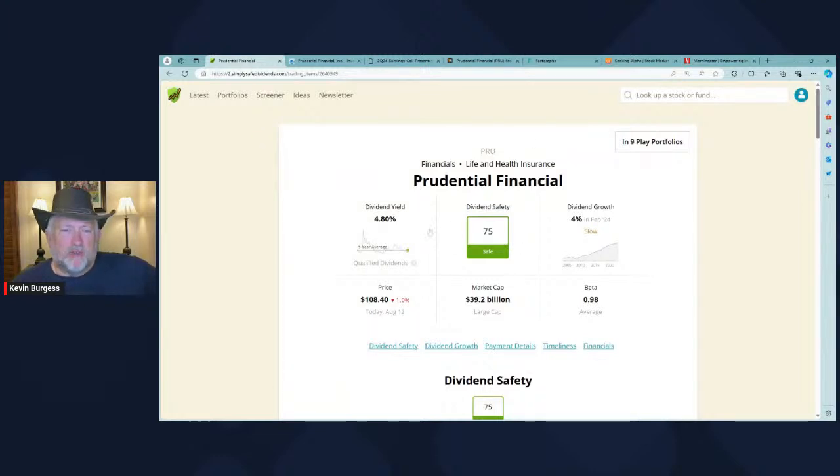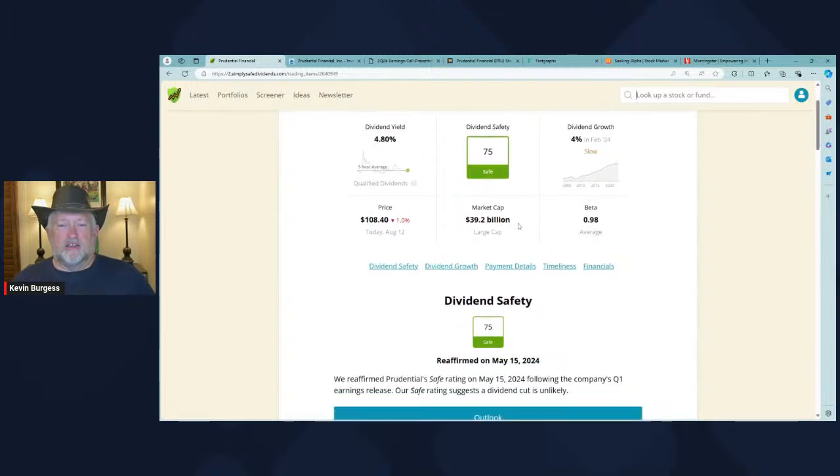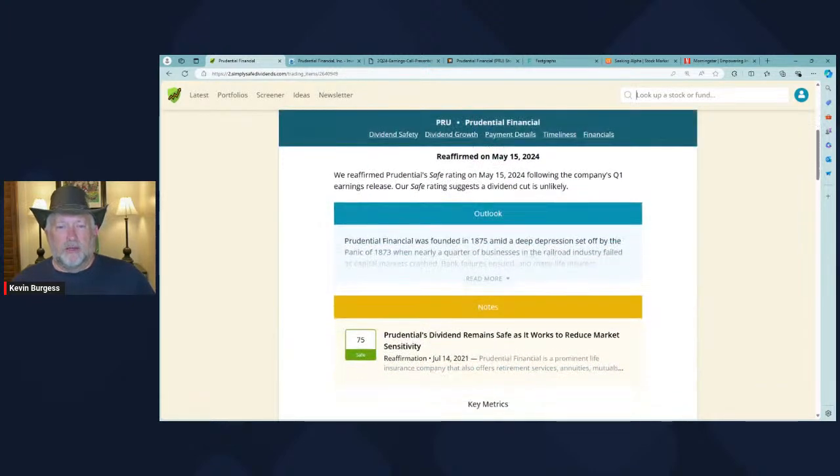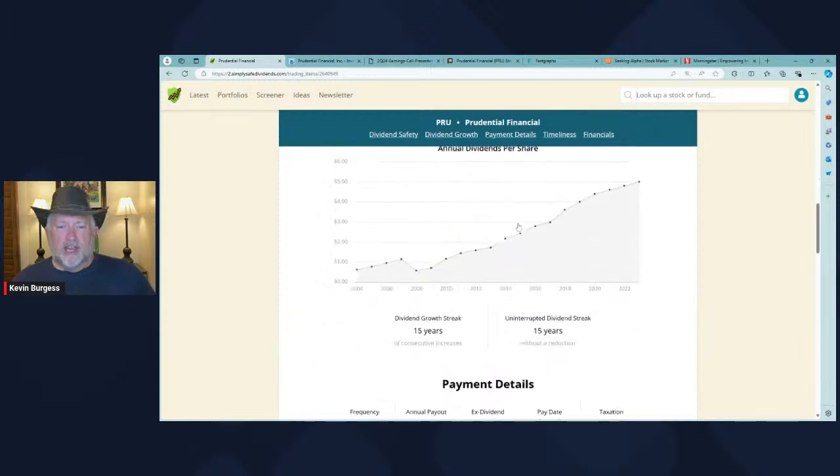There's a dividend safety score of 75. They've got a dividend yield of 4.8%. That tells me one of two things: either there's something wrong with the company and investors have pulled away from it for some reason, or the investors are not thinking it's going to grow very much, and therefore it creates a bit of a yield. So, hey, a 4.8% yield is a pretty nice yield. As a matter of fact, that might be attractive for me to re-enter Prudential.